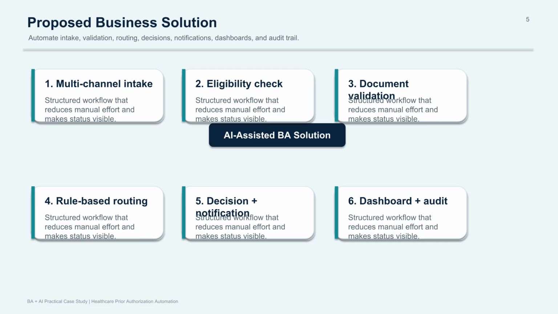After analyzing the problem, the BA can define the proposed solution. The solution is not just use AI. The real solution is an automated prior authorization workflow. The system should capture requests from multiple channels, check eligibility, validate documents, route cases based on rules, support nurse review, send status updates, and provide dashboards and audit history.